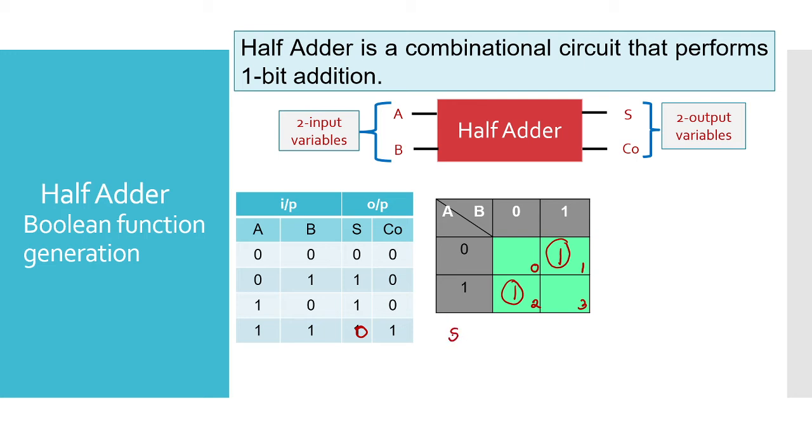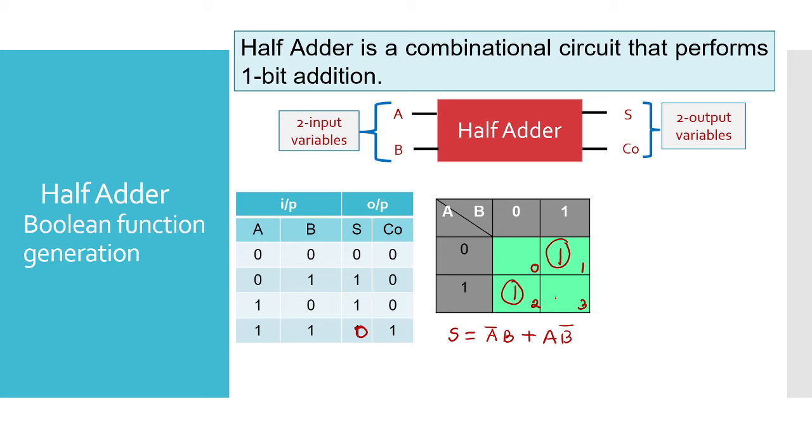So this is my output. I am calling it S, so the function generated from this table will be S. Looking at the intersection, A is 0 here and B is 1, so the term will be A complement B. Now see the other one: A is 1 and B is 0, so that means it is A B bar.